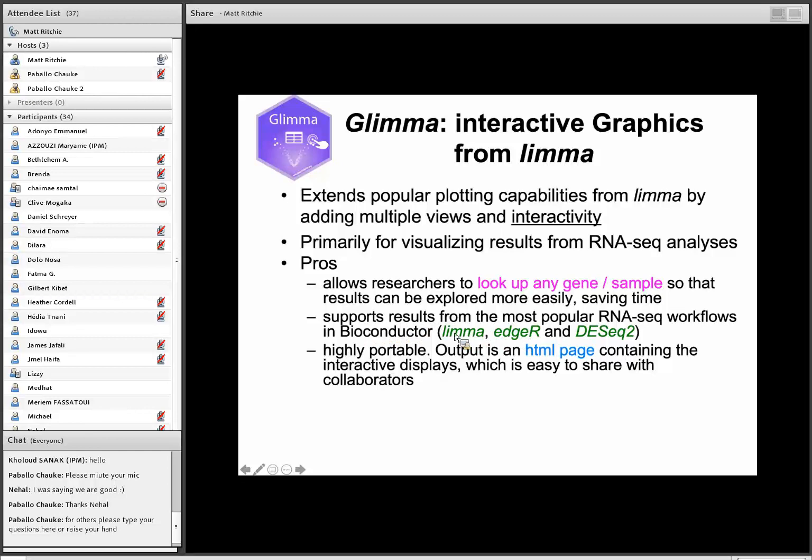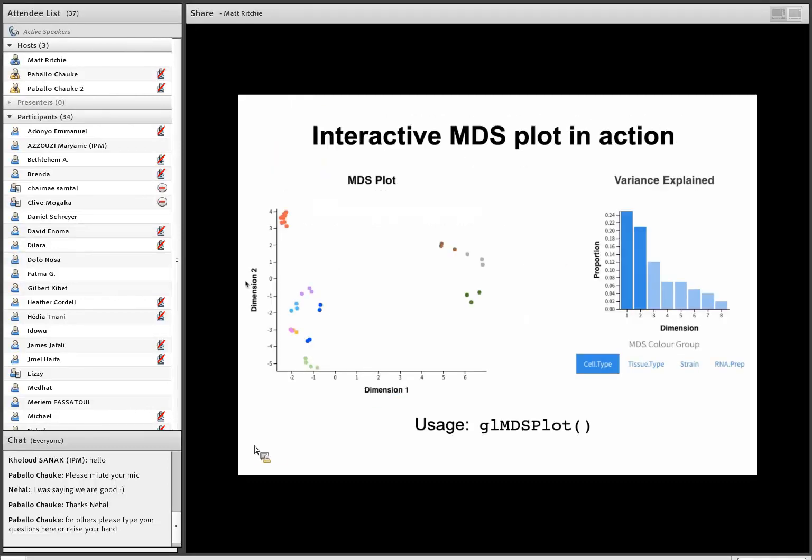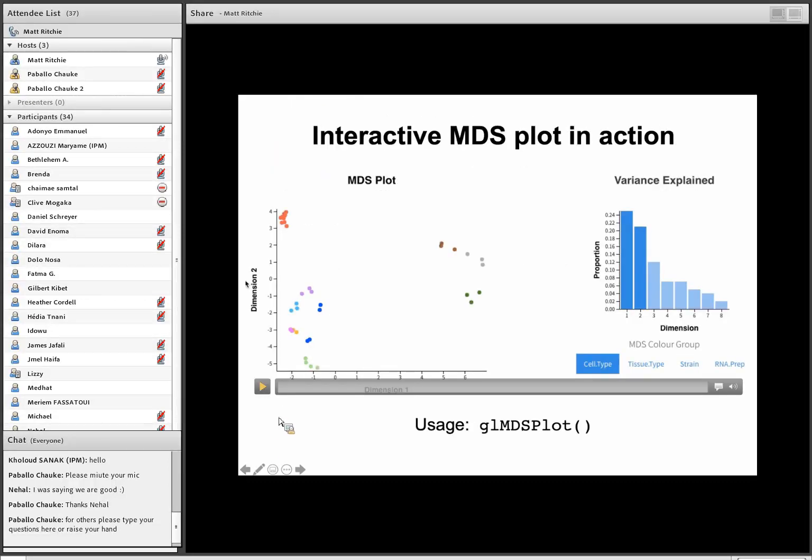The Glimmer package also supports other popular RNA-seq workflows, such as if your differential expression results come from edgeR or DESeq2, you can also make interactive plots using Glimmer for this type of output. And the results are just served up as an HTML file. So it's highly portable. You can email the results to collaborators, and then they can search away and have a great time exploring their data.